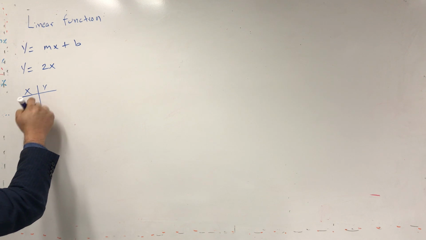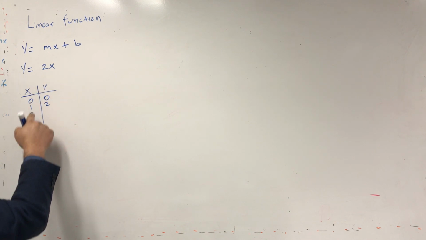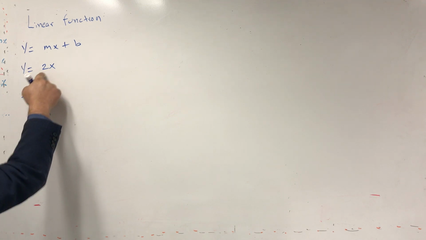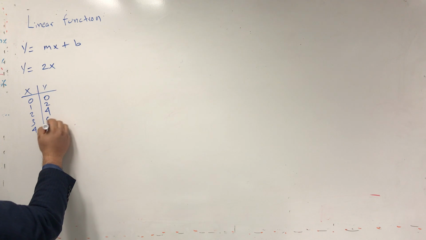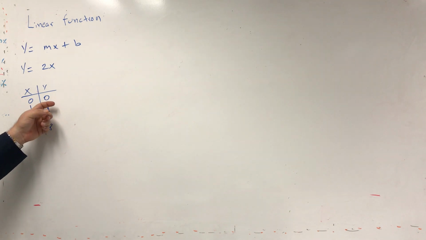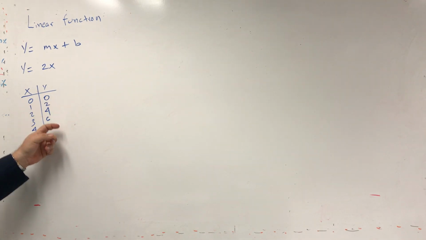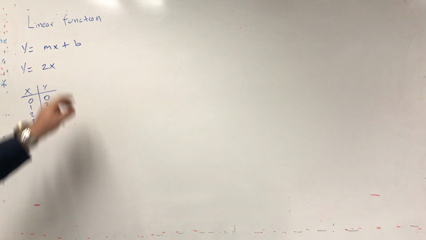So 2 times 0 is 0. Here we have 2. 2 times 2 is 4. 2 times 3 is 6. And 2 times 4 is 8. So we know that that is a linear function. As you can see, we always have the same change. The change is 2, and then 2, and then 2, and then 2, which means we have a slope of 2.